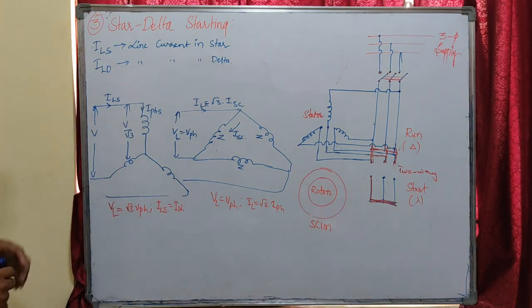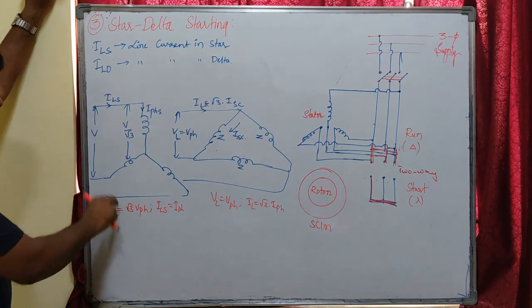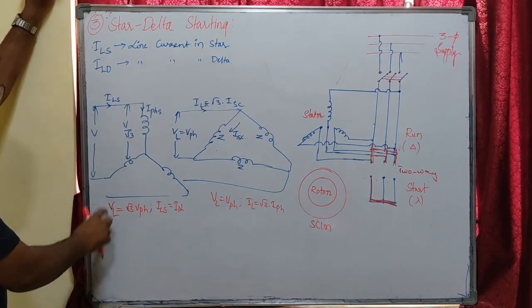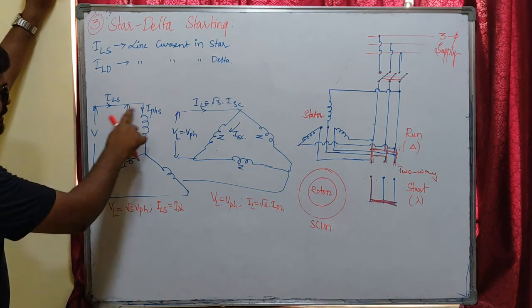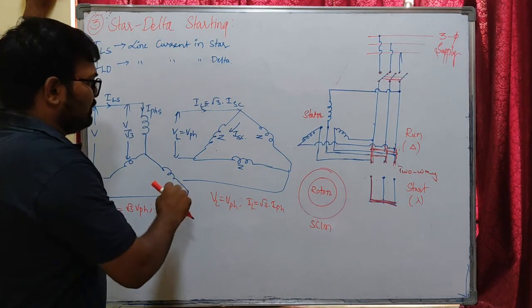Now let us see the behavior of currents here, so that we can obtain the star delta relation. The voltage across line to line is root 3 times the phase voltage, or the phase voltage is the line voltage by root 3 in case of star. Because it is a series connection, the line current and phase current are the same. Now let us see the delta connection.